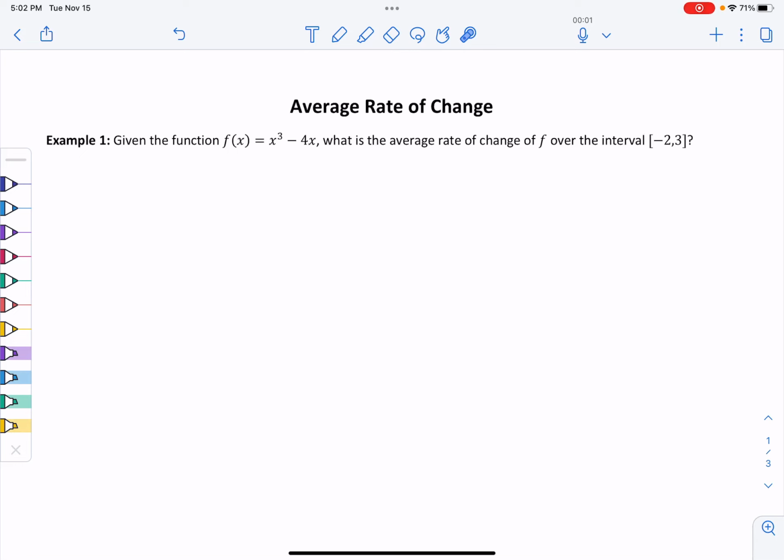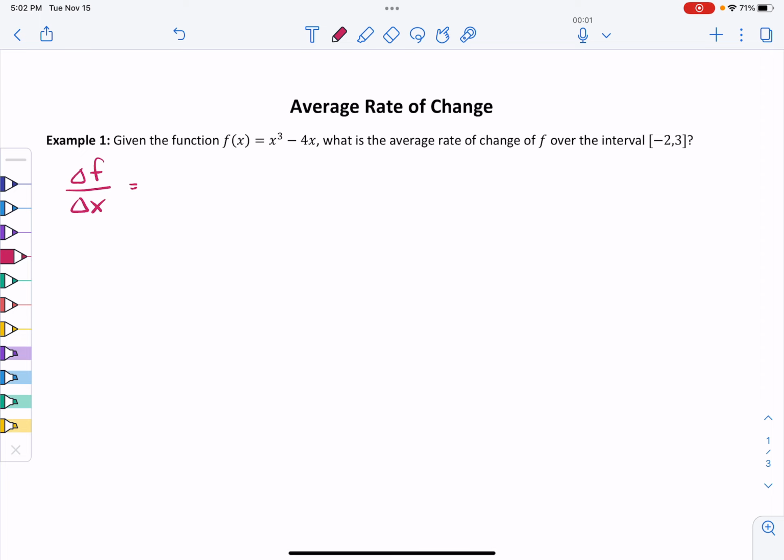We are asked, given the function f of x equals x cubed minus 4x, what is the average rate of change of f over the interval -2 to 3? So we are asking for the average rate of change of the function, which is how much does f change over the interval that x changes, right?